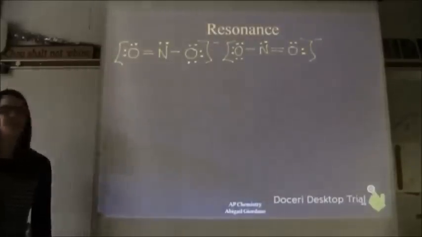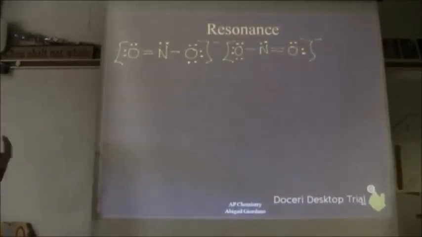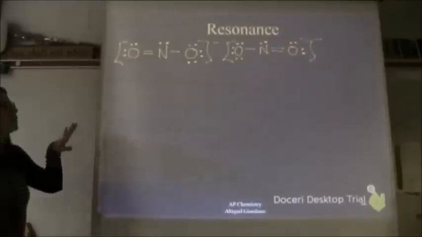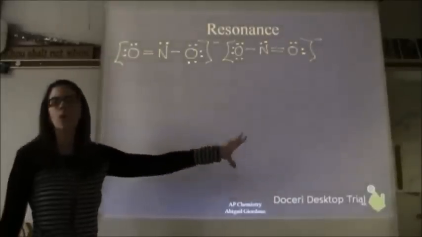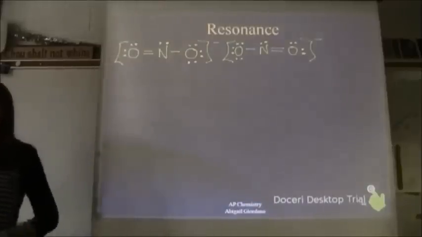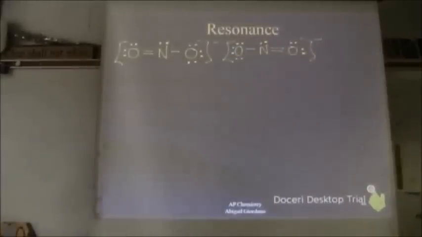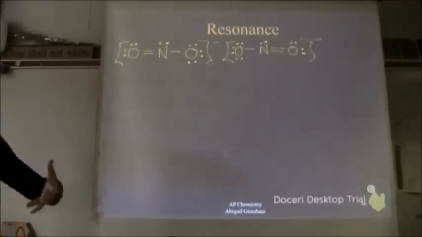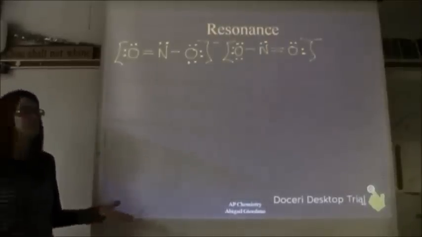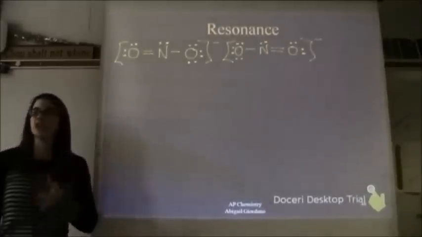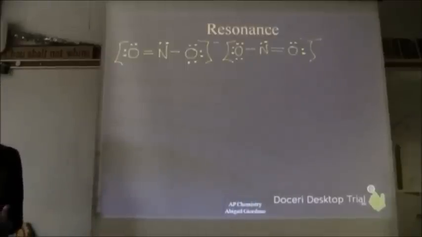Well, guys, there's an issue here. There's a concept called resonance. If you can draw more than one Lewis structure for the same compound, simply by putting the double or a triple bond in a different place, that is an issue of resonance.